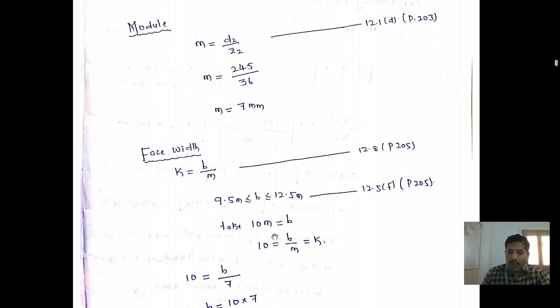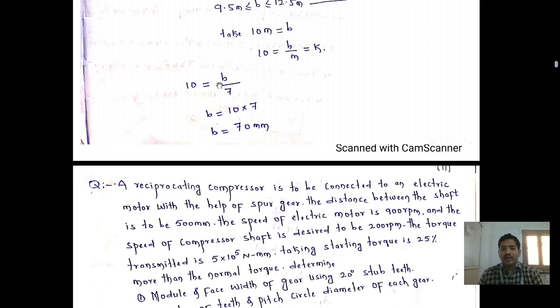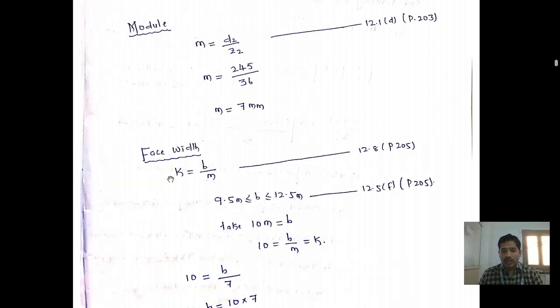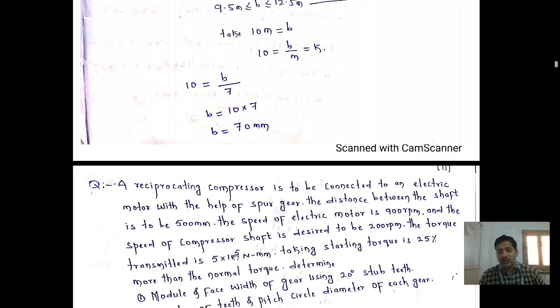So generally we took the k value as 10, module is equal to breadth. So 10 is equal to b by m, which we can say is the k value. Then if you substitute the value in this equation, k value how much did we get? 10, b as it is only, and m is 7. If you cross multiply 10 into 7, then you will get the face width value as 70 mm.